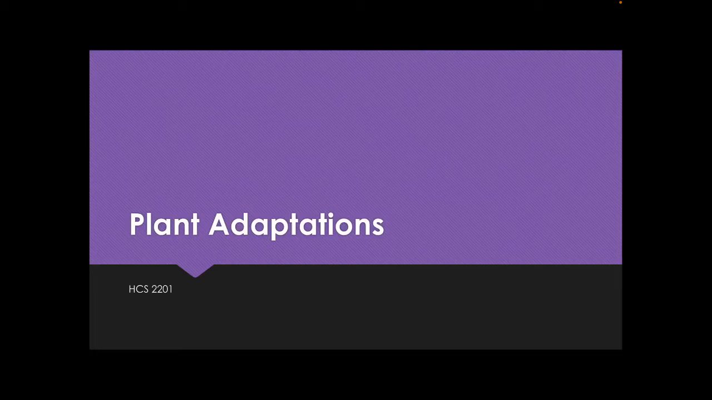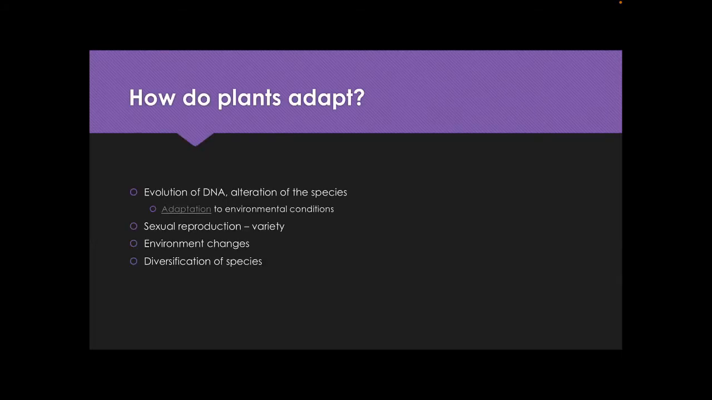How do plants adapt to areas? Do those adaptations change plants? Do plants get to make decisions about this? So, how do plants adapt?